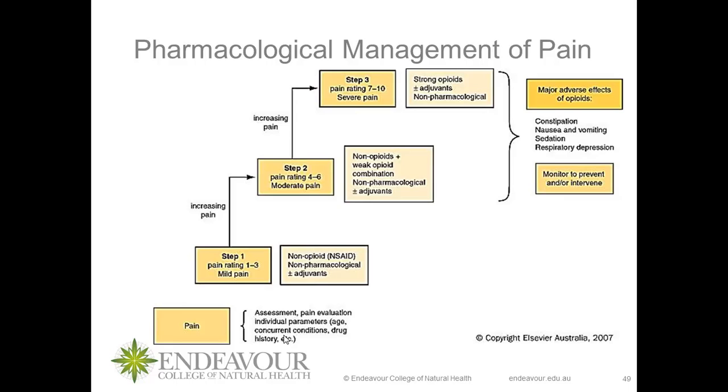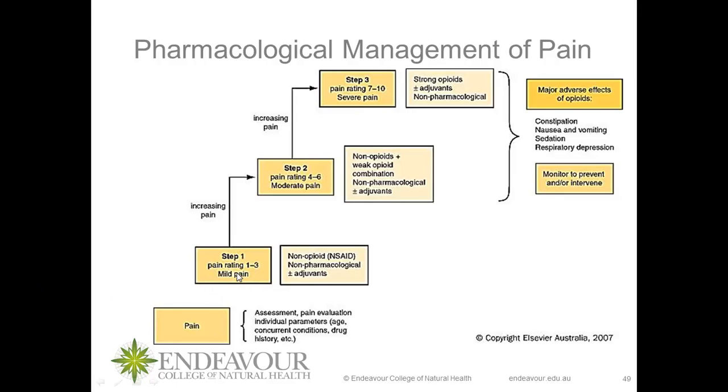So it's all about assessing the pain, evaluating the pain, looking at the individual, all of those factors we talked about that impact age, what other conditions they have concurrently, what drugs they may be taking, their history, whether they might have morphine abuse or they may have shown an allergic reaction to morphine, that histamine release reaction. So you want to assess the pain quite thoroughly.